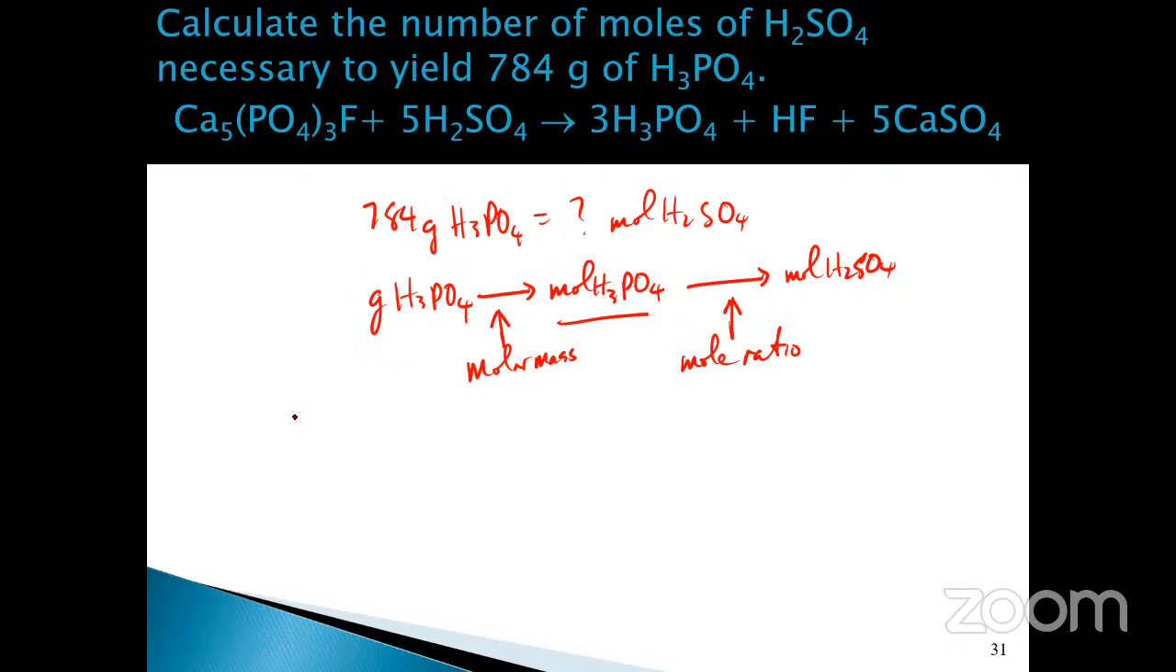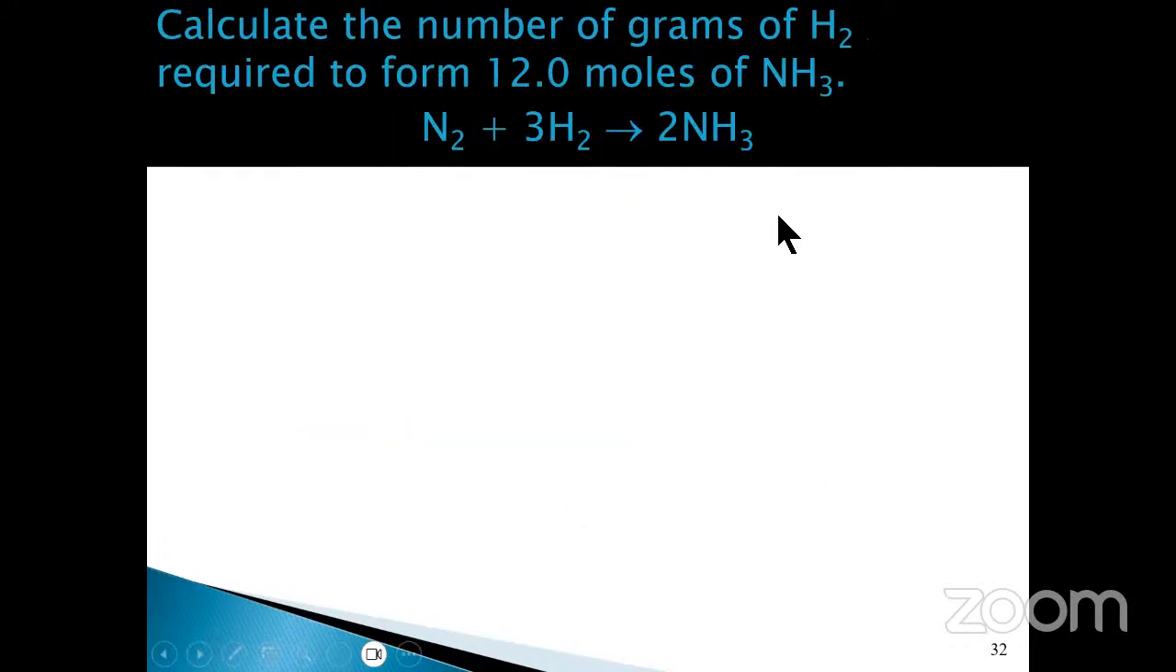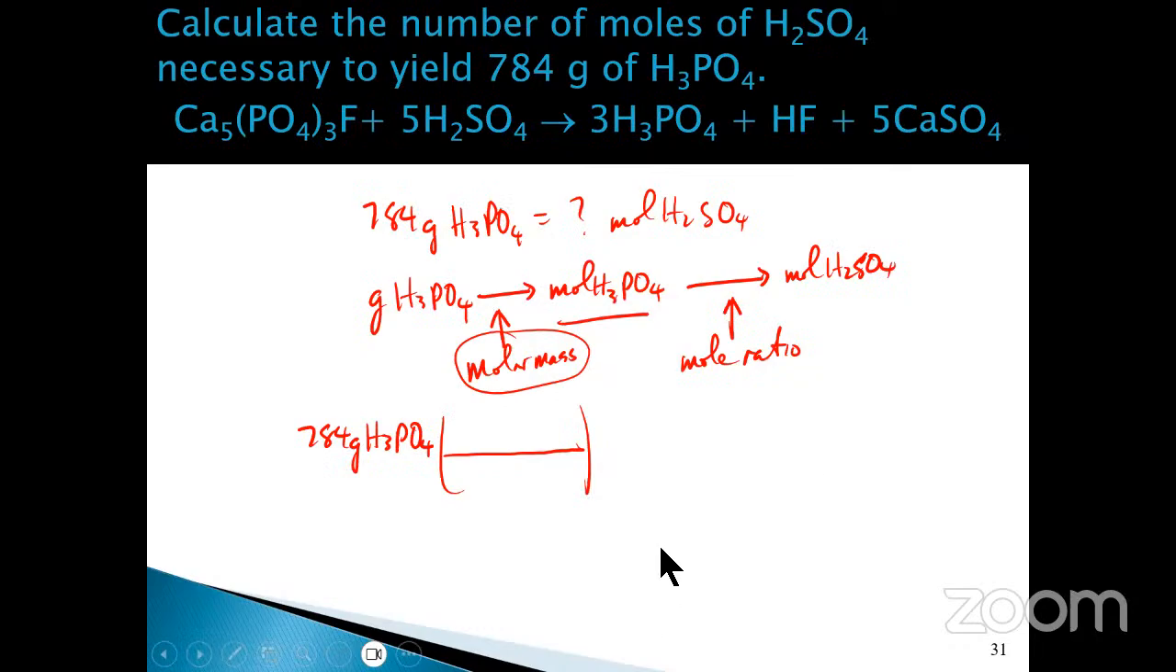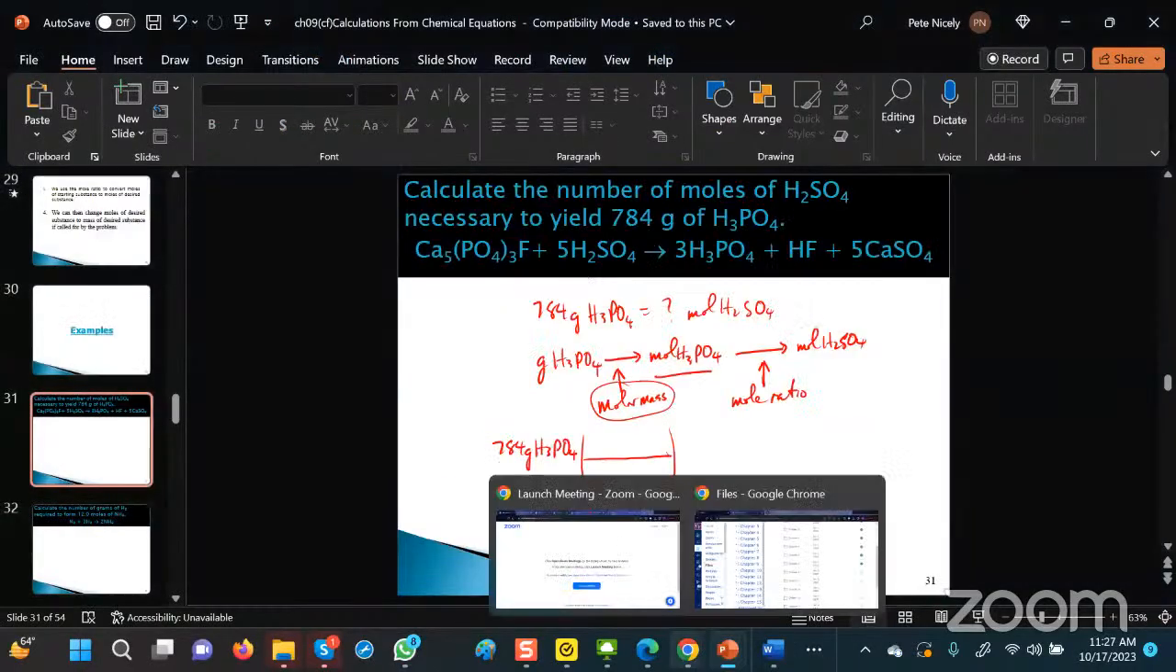So in terms of how we actually set this up, we're going to start off with 784 grams of H3PO4. And the first step, as I said before, is that we multiply this by a conversion factor, which represents the molar mass of phosphoric acid. So what I'm going to do here is cheat a bit. I'm going to use my molar mass calculator.